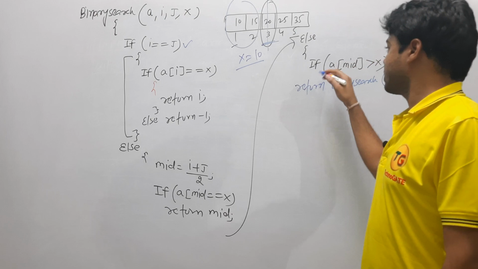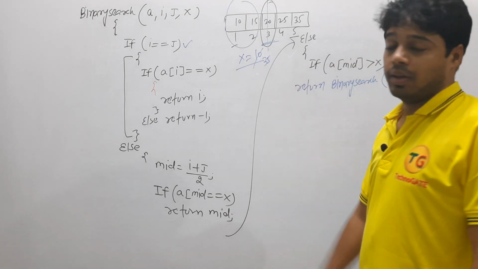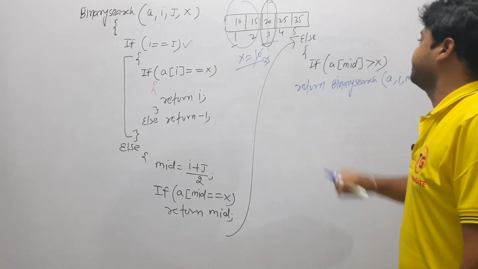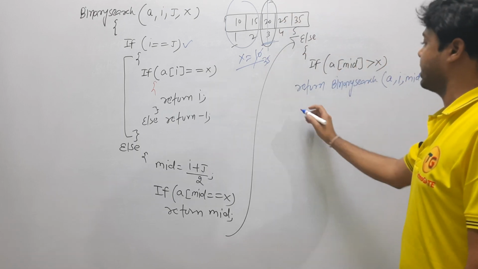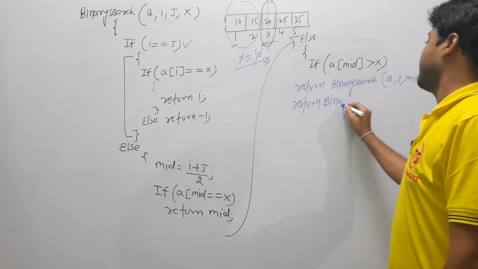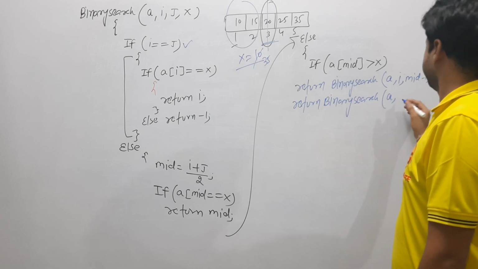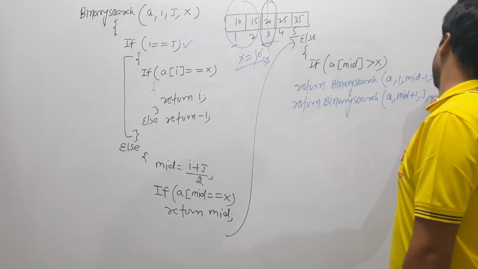Otherwise, if this condition is false, then what? Suppose that we want to search 35. The desired element is greater than mid. So the condition is false, then return binary search A, mid plus 1 to j, comma, x.